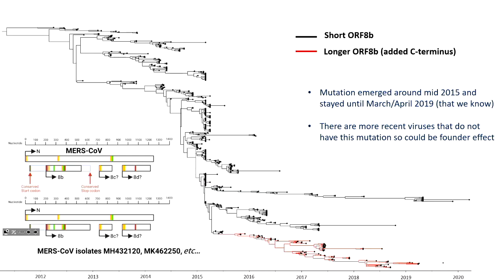And sure, there are sequences of MERS that do not have this long ORF8b, so initially I thought, well, this might be founder effect. Except that when you geographically distribute these sequences, it turns out that all the sequences found in Saudi Arabia now have the longer ORF8b, and all the sequences that don't have it are found in African countries, so Kenya and Ethiopia and so on. And I thought, this is super cool. I can pinpoint the evolution of these accessory genes in a specific virus, and between different viruses.